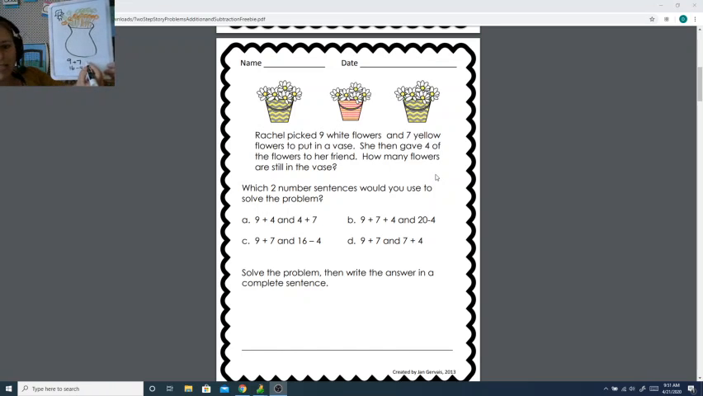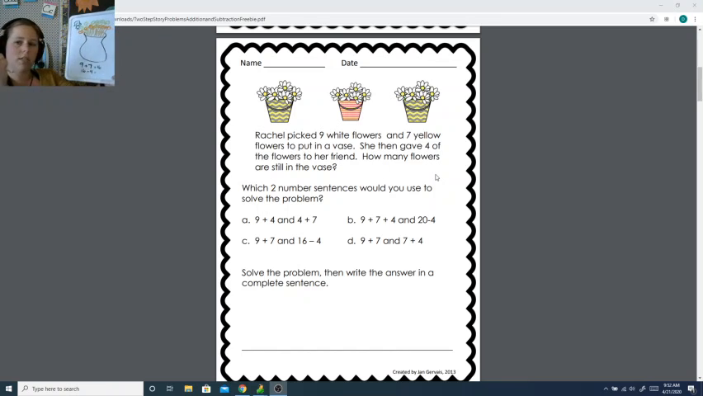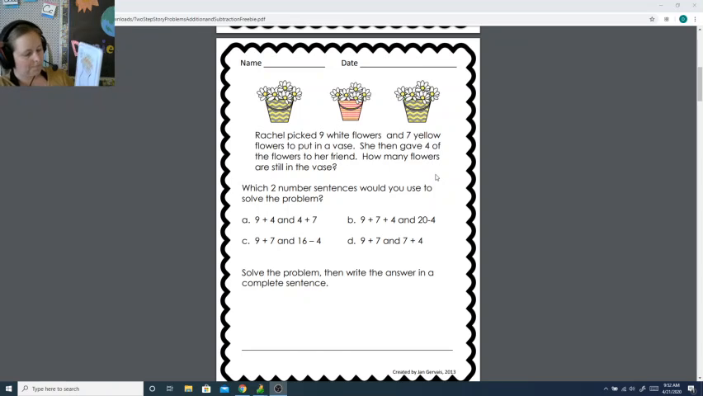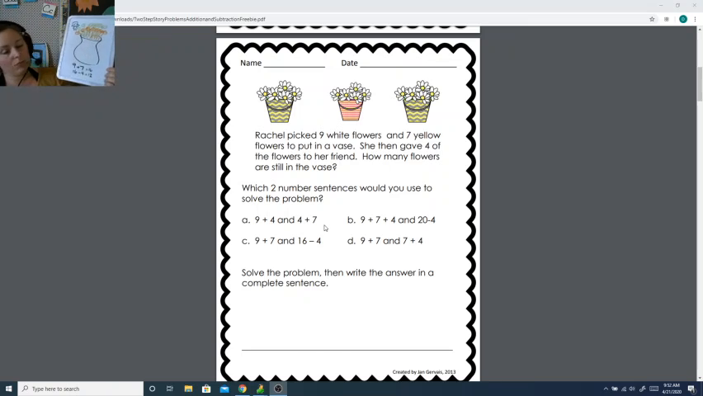Okay? So you can see that these work together. So 9 plus 7 is 16. 16 minus 4 is, let's see, what's 16 minus 4? So 16, 15, 14, 13, 12. Right? If I need to, I can use my fingers. So my answer is 12. Okay. So first step, let's look at this, okay? So I need to find out which two number sentences would I use to solve the problem. So I've got 9 plus 4 and 4 plus 7. Nope, because I'm looking for 9 plus 7, 16 minus 4.